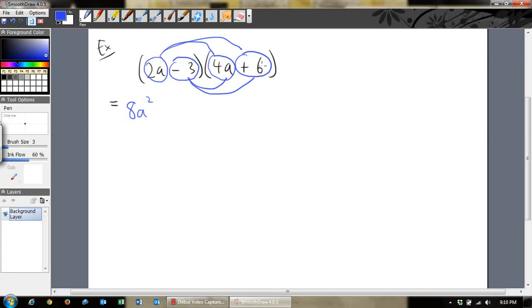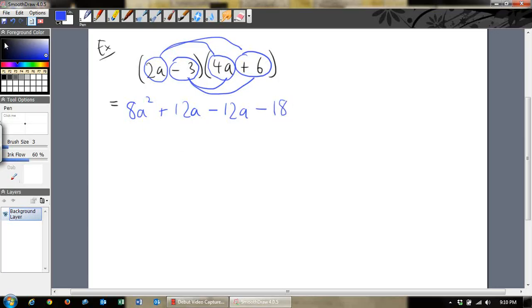Okay, so that times that. What's 2a times positive 6? 2a times positive 6 is positive 12a. Good. What's negative 3 times 4a? Negative times positive is negative 12a. Okay, so negative 3 times 4, so that's negative 12, and we've just got that a sitting there. Last one, we've got negative 3 times positive 6 is negative 18.